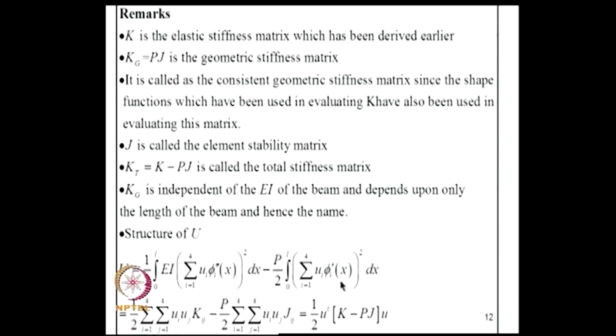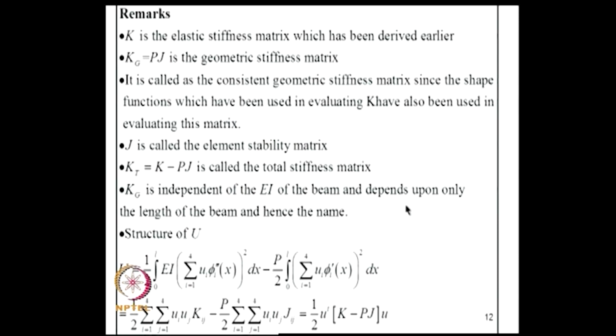K is the elastic stiffness matrix which has been derived earlier. Kg, equal to PJ, is the geometric stiffness matrix. It is called a consistent geometric stiffness matrix, since the shape functions which have been used in evaluating K have also been used in evaluating this matrix. The same shape functions have been used. J is called the stability matrix. Now KT, which is K minus PJ, is called the total stiffness matrix. So it modifies the elastic stiffness matrix by a contribution from the geometric stiffness term. Now Kg, which is P into J, is independent of EI of the beam and depends only on the length of the beam, and hence the name geometric stiffness.